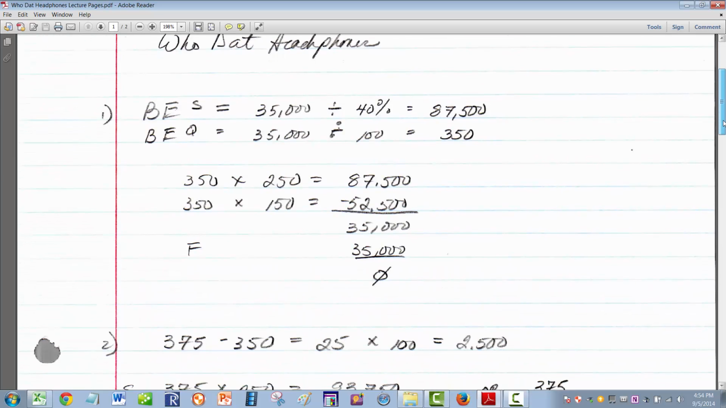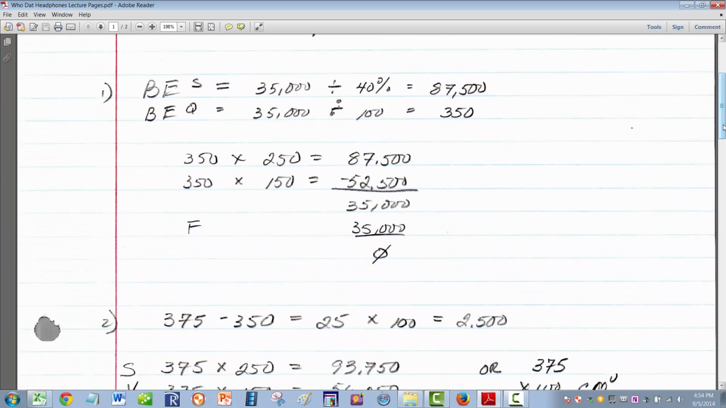So our break-even sales, our fixed costs were $35,000. Our contribution margin percentage was 40%, so that means that our break-even sales have to be $87,500. We want to look at our break-even quantities as 35,000 divided by $100, which is the contribution margin per unit, and that will be 350 units.